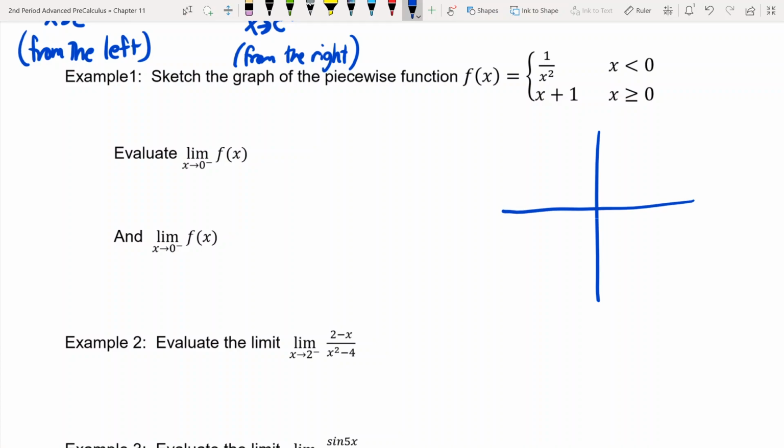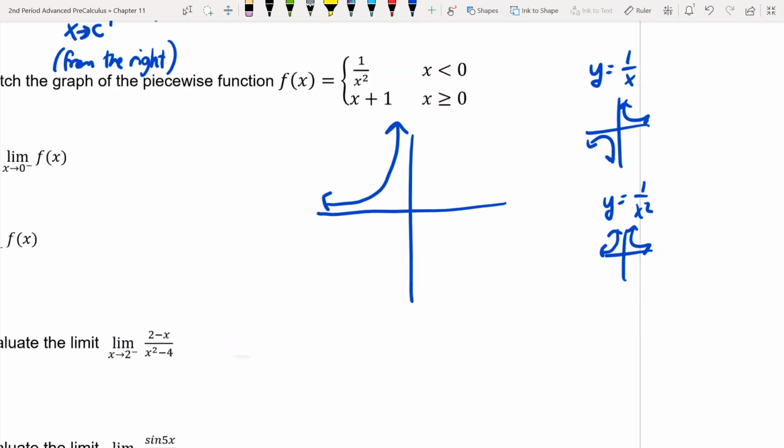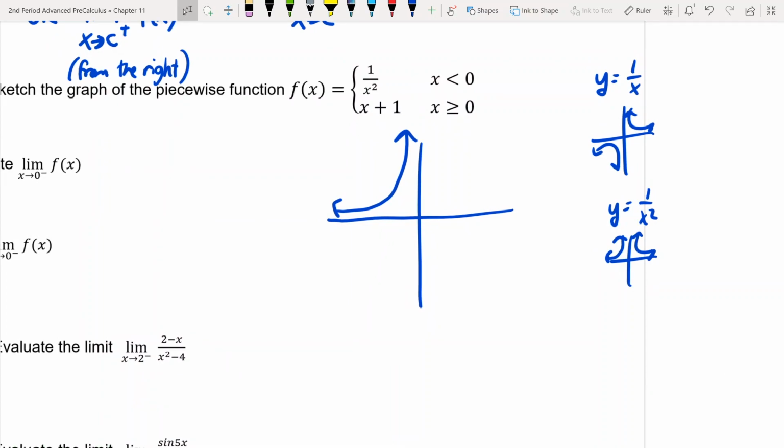1 over x squared. It's going to look something like this. And if you're wondering, where did that come from? Well, let's just go back to our original parent functions. 1 over x looked something like this. And then if I make it y equals 1 over x squared, that squared piece just means that we are going to have everything being in the positive quadrants. I'm only going to put the second quadrant piece down because I'm talking about the parts that are less than 0 on the x-axis. The second part, when x is greater than or equal to 0, we've got the line x plus 1, which is that.